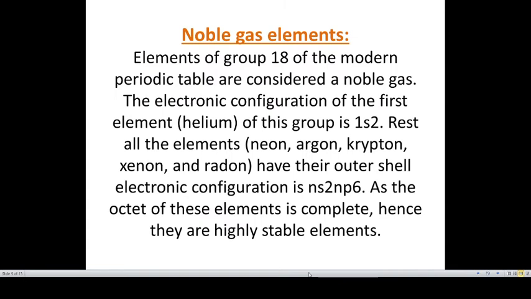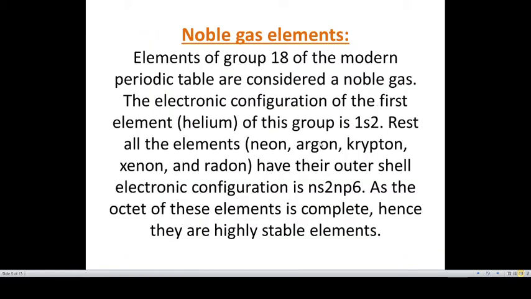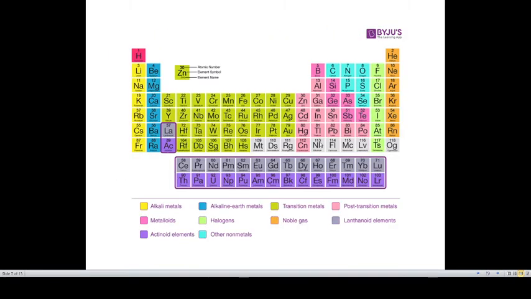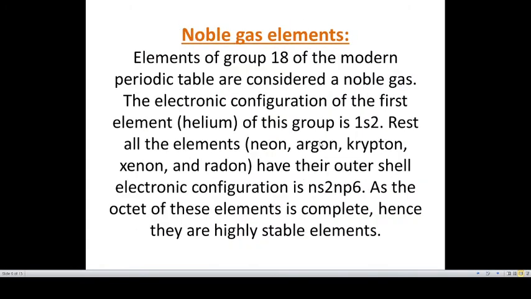Noble gas elements are the elements of group number 18 of the modern periodic table, the last group. The electronic configuration of the first element, helium, is 1s2. All the rest of the elements, that is neon, argon, krypton, xenon and radon, have their outer shell electronic configuration as ns2 np6.